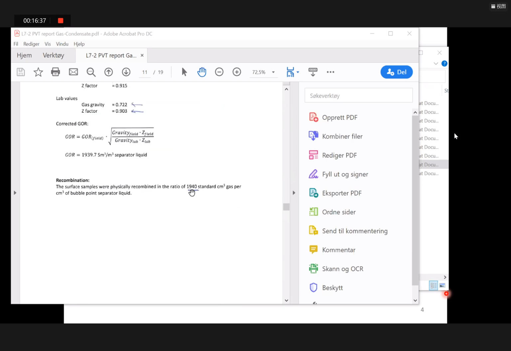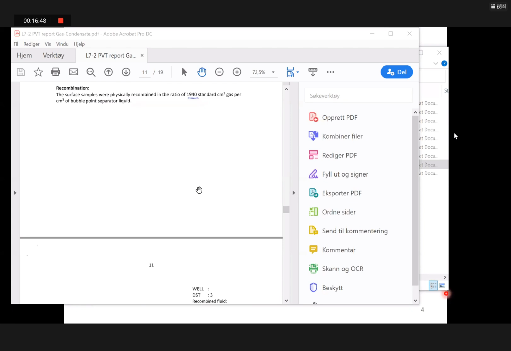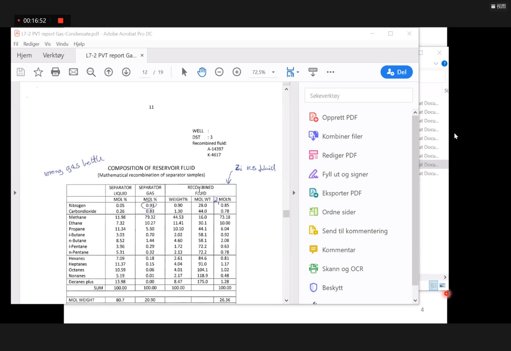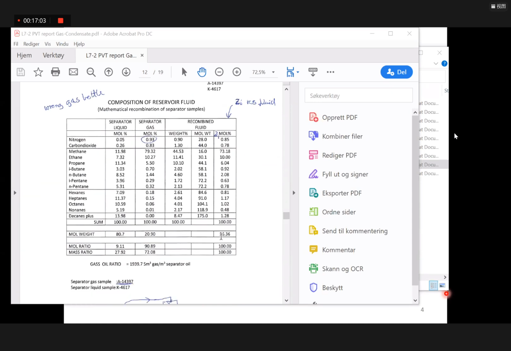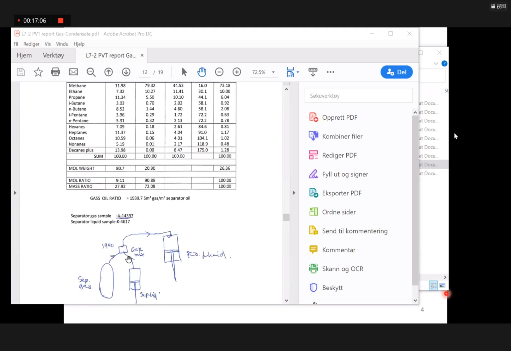So it's recombined according to a gas oil ratio of 1940. And this is the recombined fluid and composition, the composition of the reservoir fluid by recombination. And the recombination is mixing the correct ratio between liquid and separator gas into a PVT cell, where we store the recombined fluid.